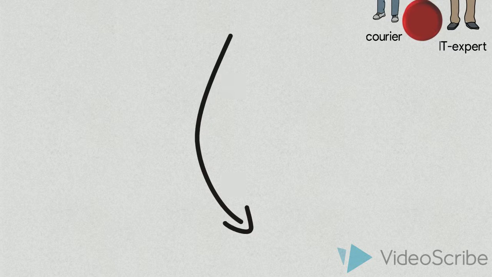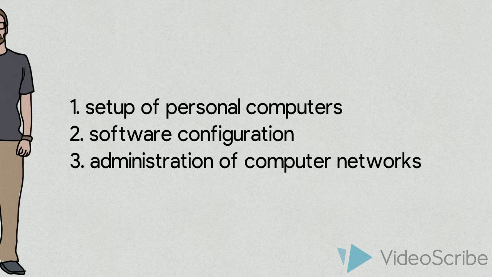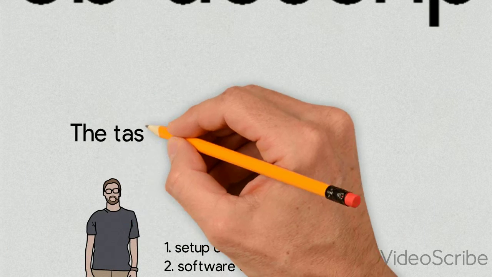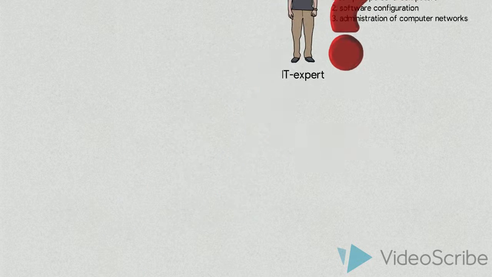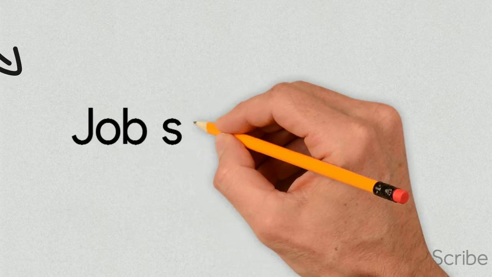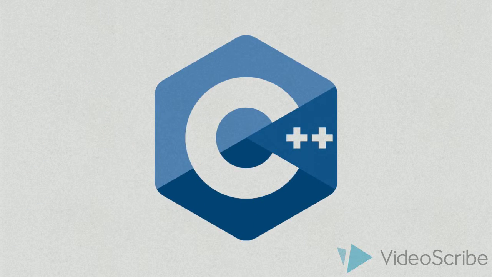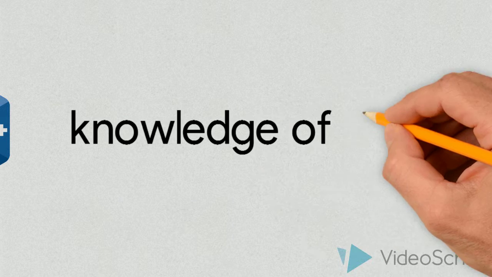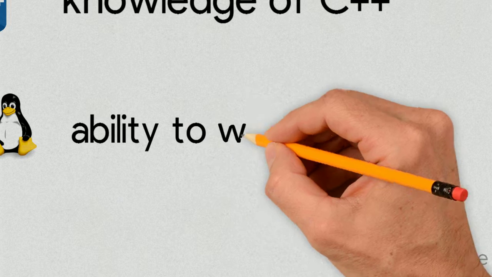Job description is the second step of the recruitment planning. It means that the company's management defines the tasks which should be performed. Job specification is the third step of the recruitment planning. It means that the candidate must have specific skills and abilities to perform a job.